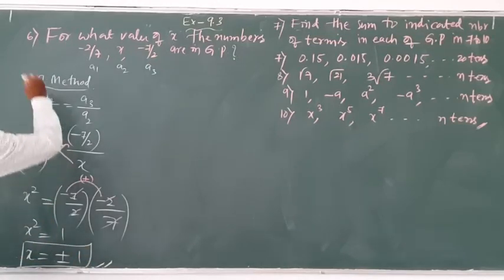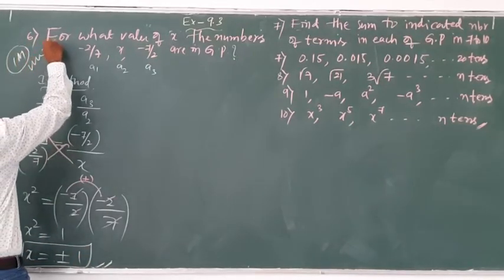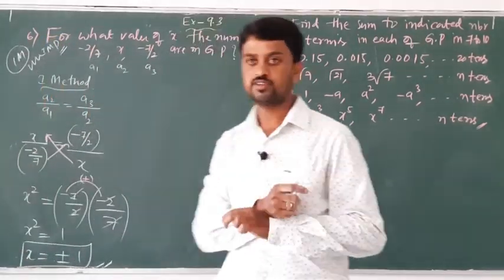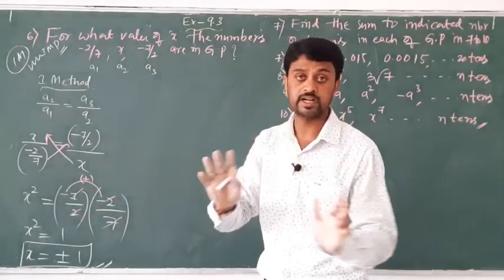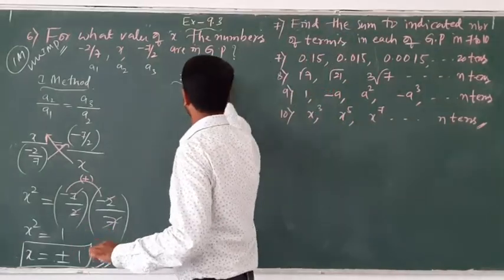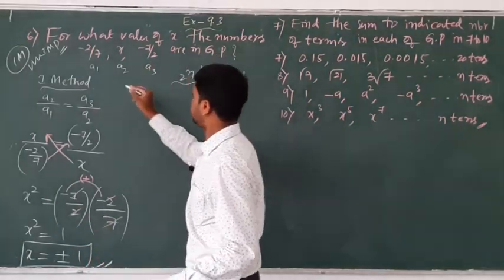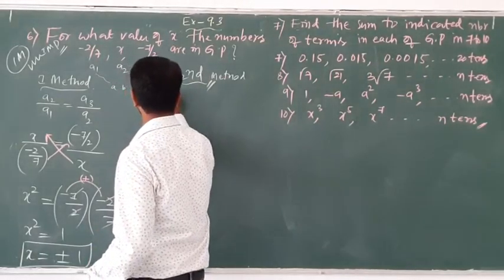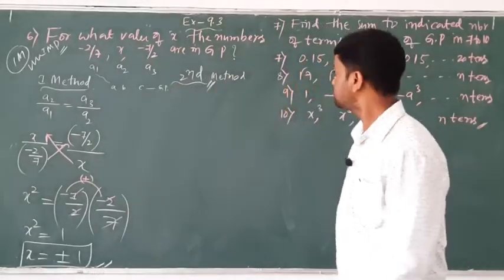One more question is very important. Okay, the first method, and another method is also there. But compulsorily you write both methods in your notebook. In your exam, as you wish. Second method: if A, B, C are in GP, just listen, then obviously what is the condition? B square is equal to AC.